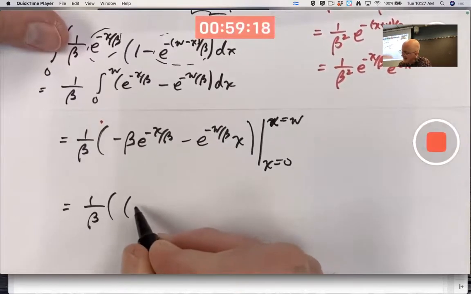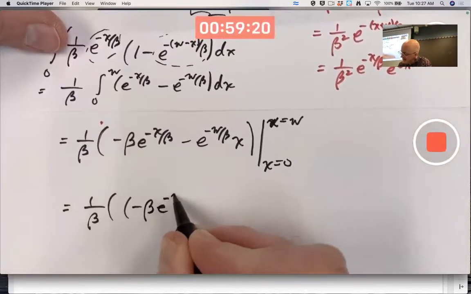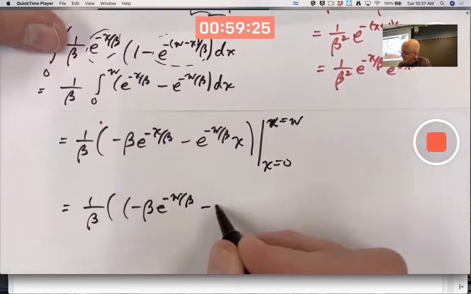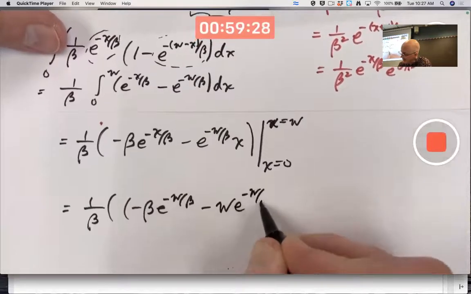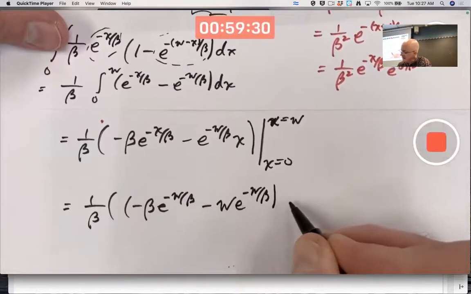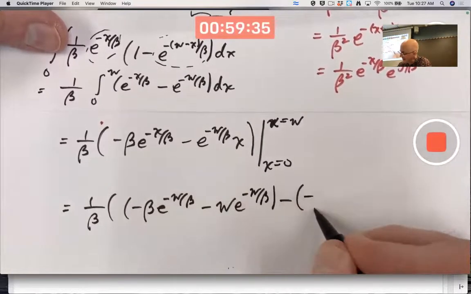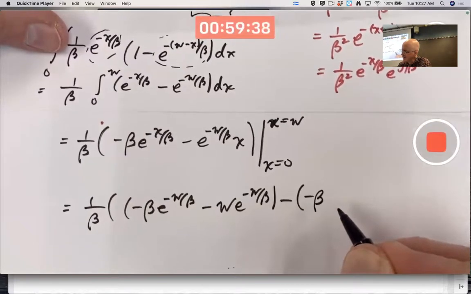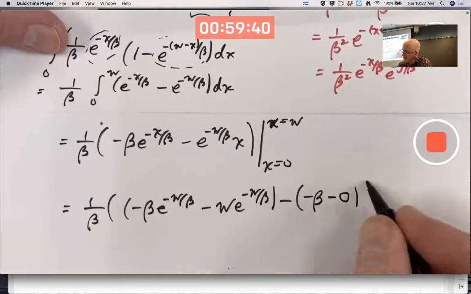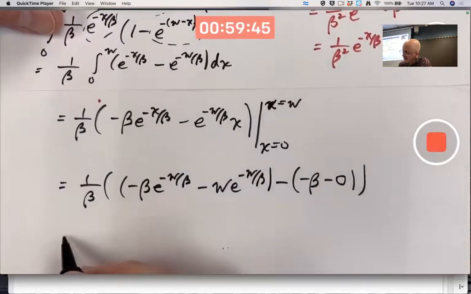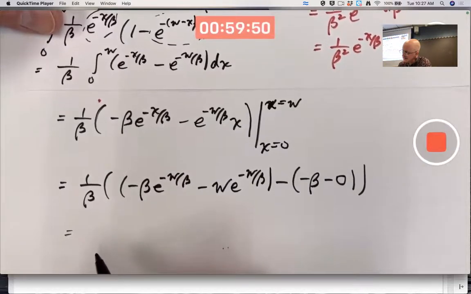Be careful. Negative beta e to the negative w over beta minus, I'll put the w in front, w e to the negative w over beta. Now plug in x equals 0. E to the 0 is 1. You get a negative beta times 1, and that becomes 0. So, boy, have I made a mistake here.